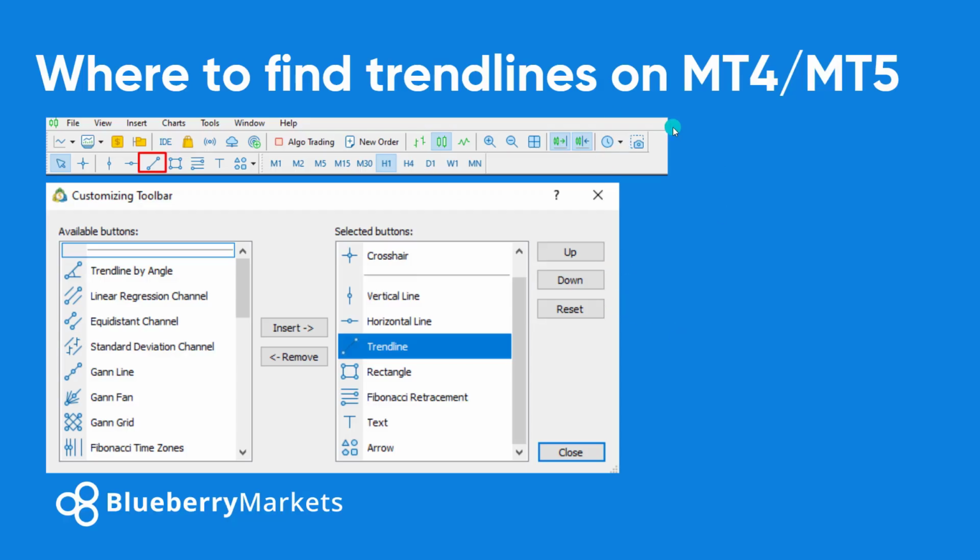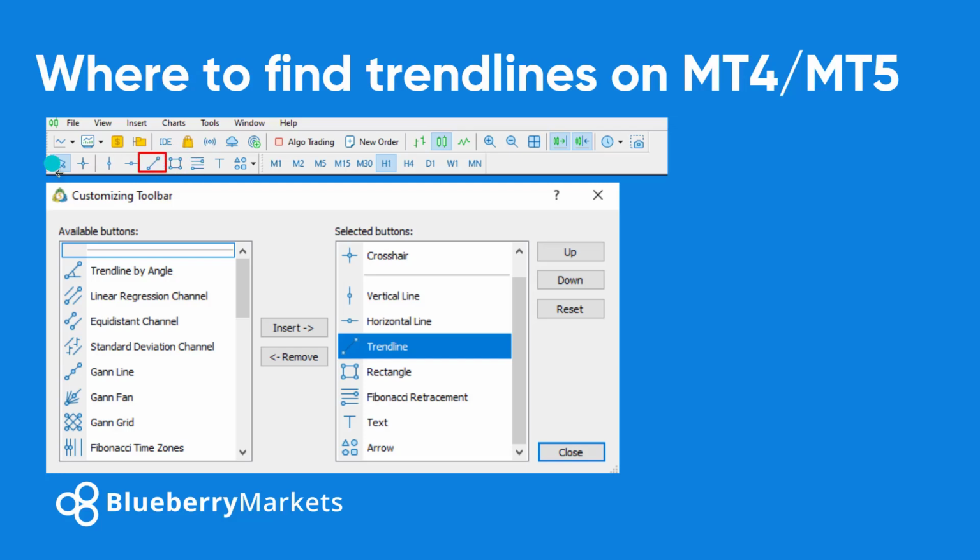Where to find them? On your MetaTrader 4 and MetaTrader 5 platforms. If you open up your MetaTrader terminal, you'll see this line here where it has a dot at one end and a dot at the other end, and it's usually next to all the other drawing tools.